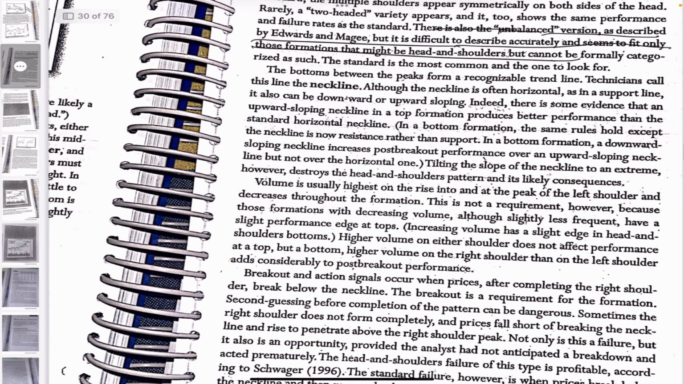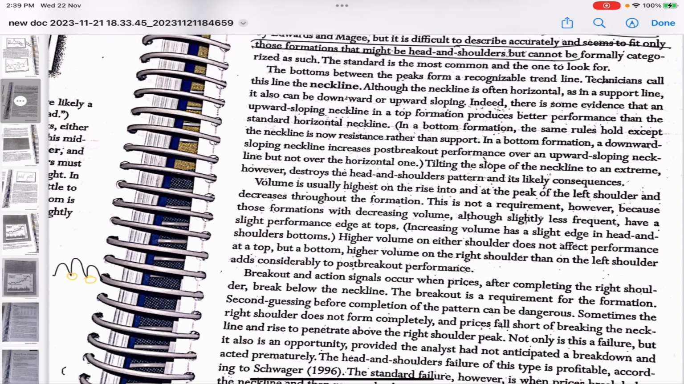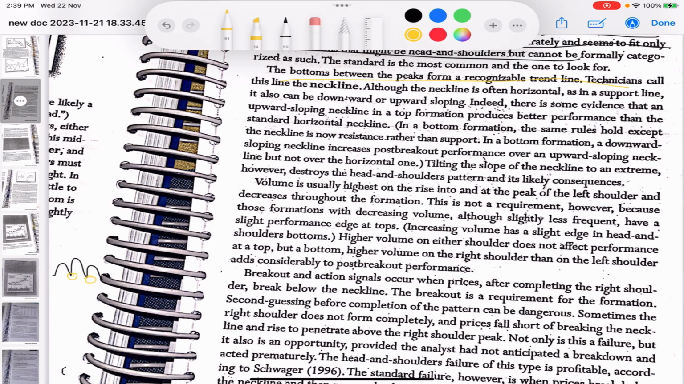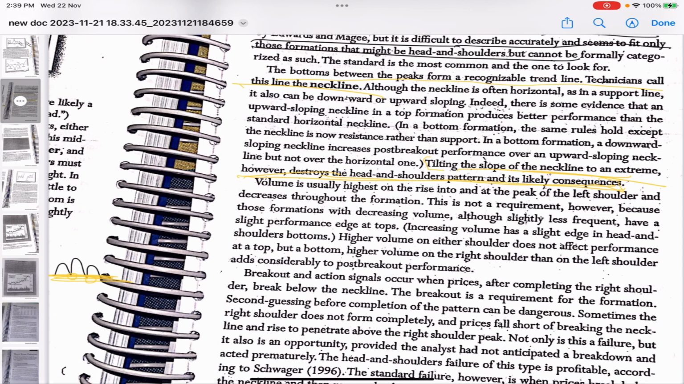Next, we have the bottoms between the peaks. If this is my head and shoulder, then this is my bottom, this is my bottom, right? That's what they are talking about. The valley is what they are talking about. The bottoms between the peaks are called the neckline. So this is the neckline. I hope you are clear with that. And when the neckline is breached, that's when you enter into the trade. Sometimes tilting happens, but it obviously has its consequences.